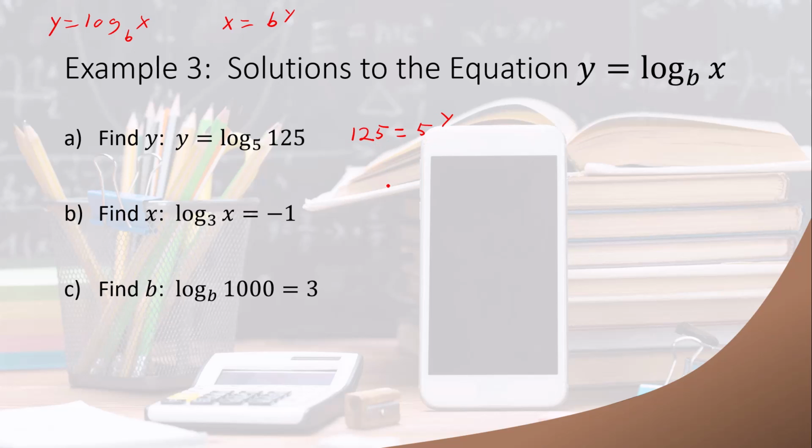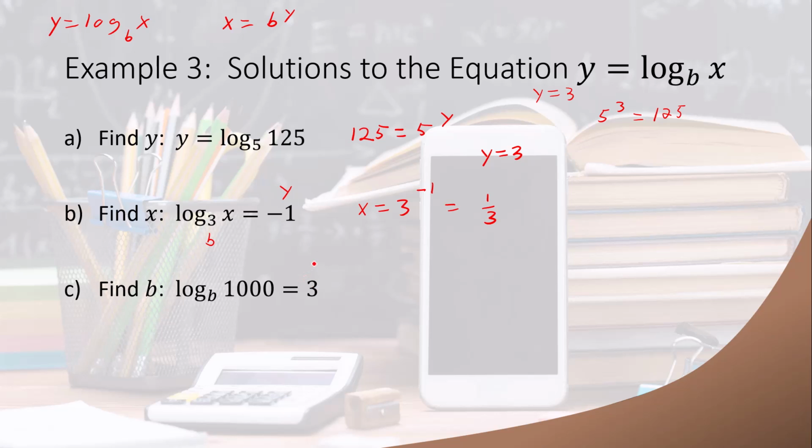Well, if y was 1, you would have 5 to the first power. If y was 2, you would have 5 squared, which is 25. If y is equal to 3, then 5 cubed, well, that actually is 125. Okay, so in this particular case, y must be equal to 3. Okay, for the next one, once again, we have y, we have x, and we have b. And this one actually is very straightforward. The equivalent exponential equation is going to be x is equal to 3 to the -1 power, which, by the way, is just simply 1/3.